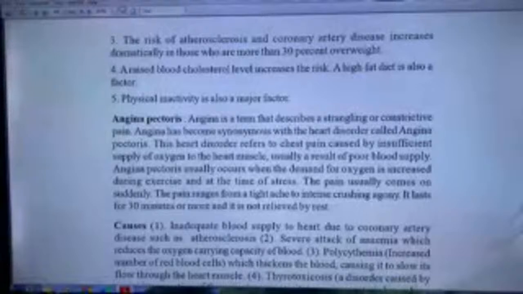The pain usually comes unpredictably. The pain ranges from mild to intense. It lasts for 30 minutes or more and is not relieved by rest.